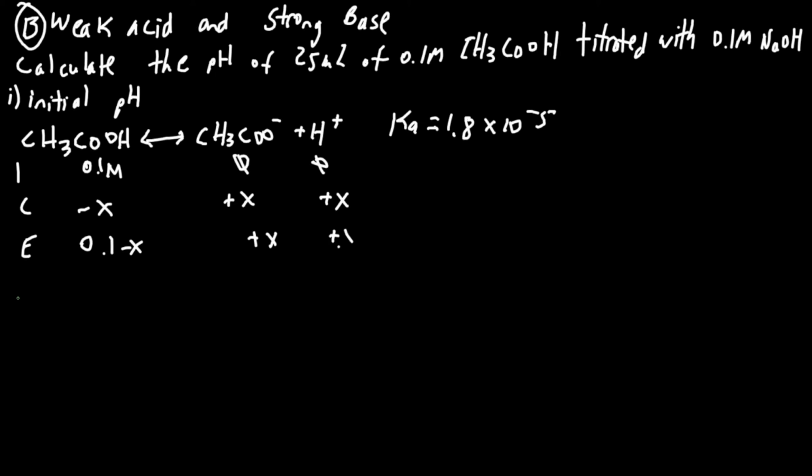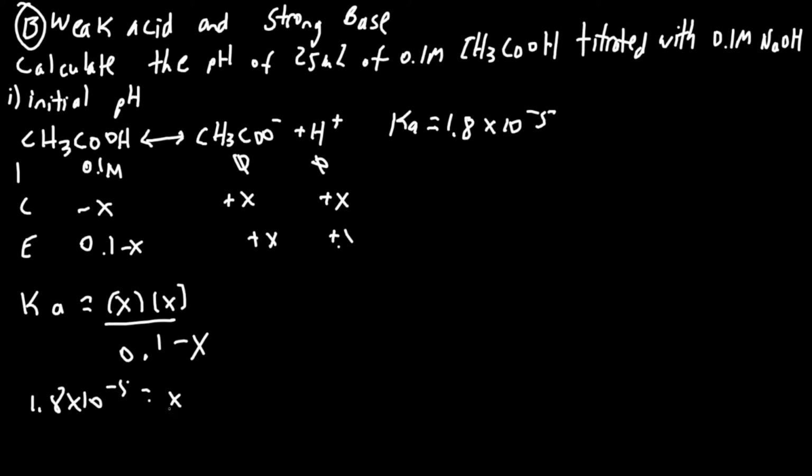Using our formula, Ka equals products over reactants, this is what we have. So Ka equals x squared over 0.1 minus x. From here we can ignore the x on the bottom, so you're going to get 1.8 times 10 to the negative 5 equals x squared over 0.1. When you solve, you're going to get x equals 1.34 times 10 to the negative 3.